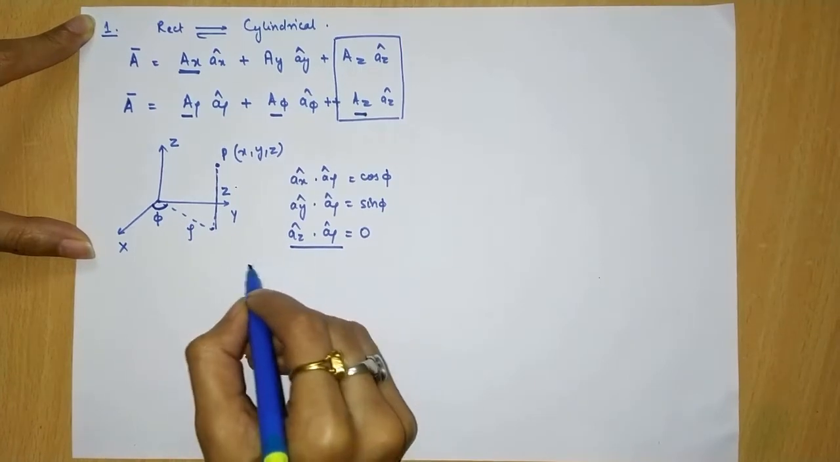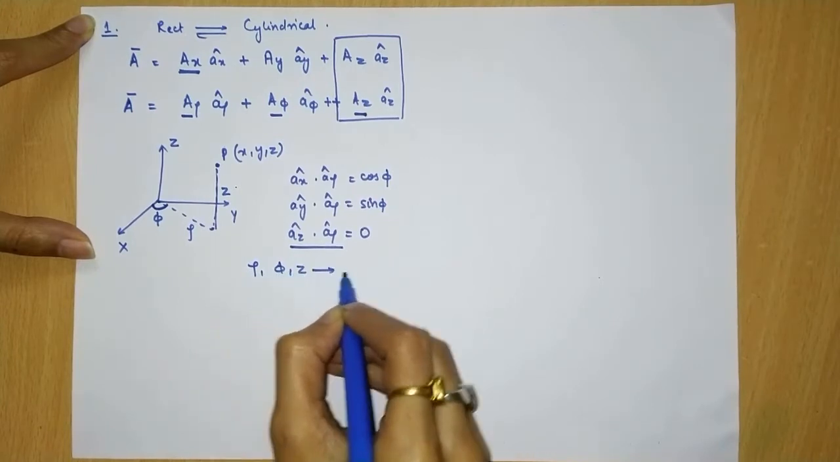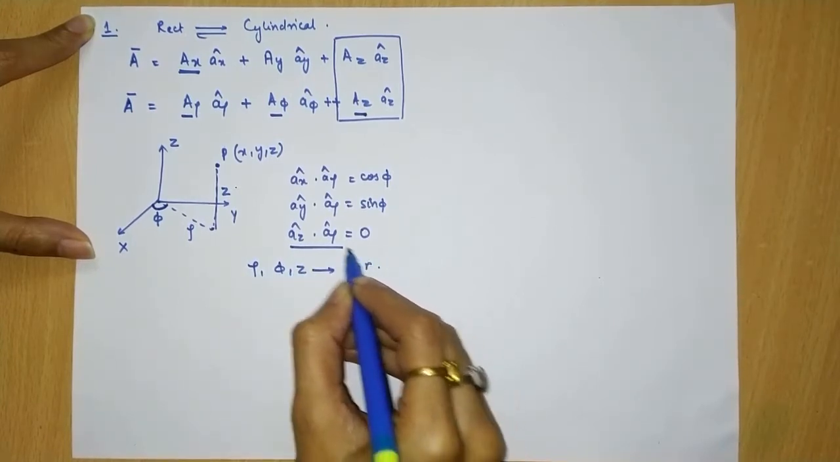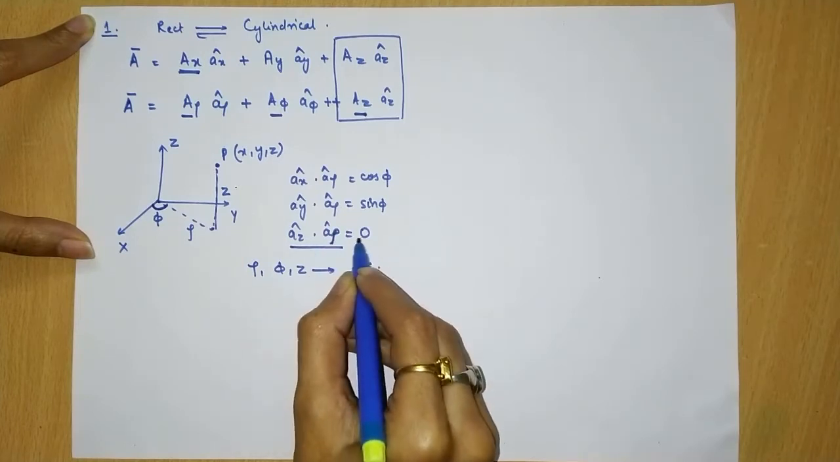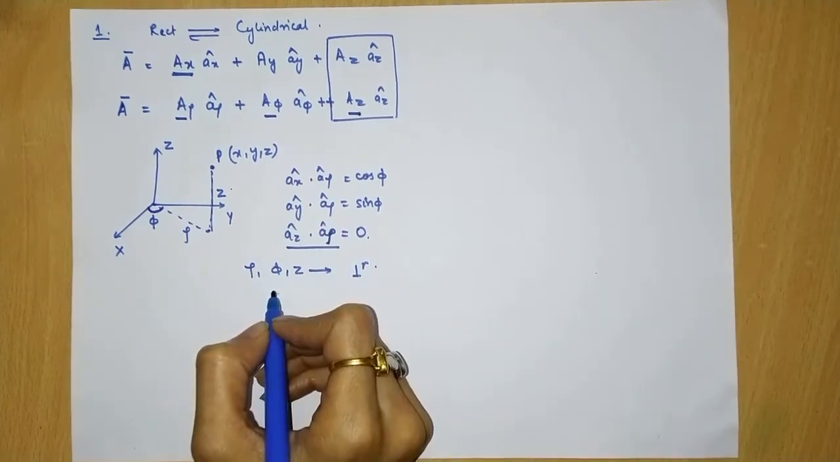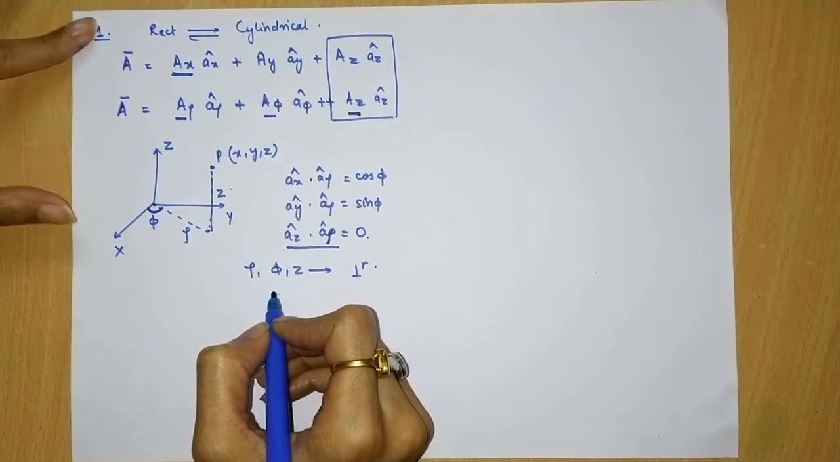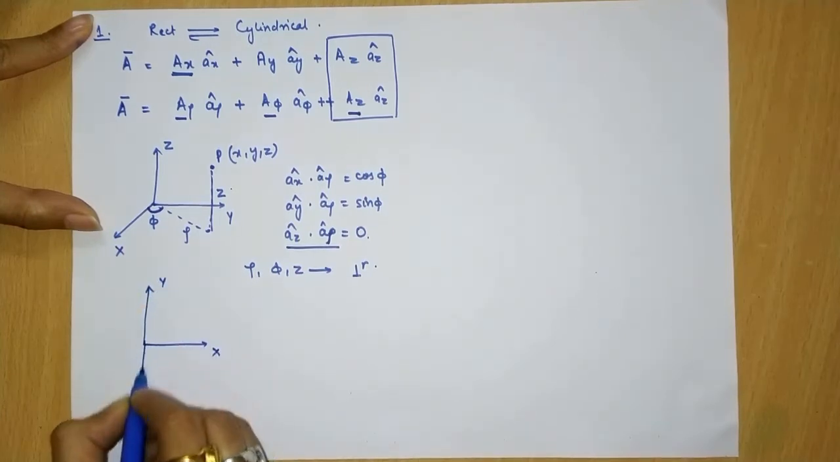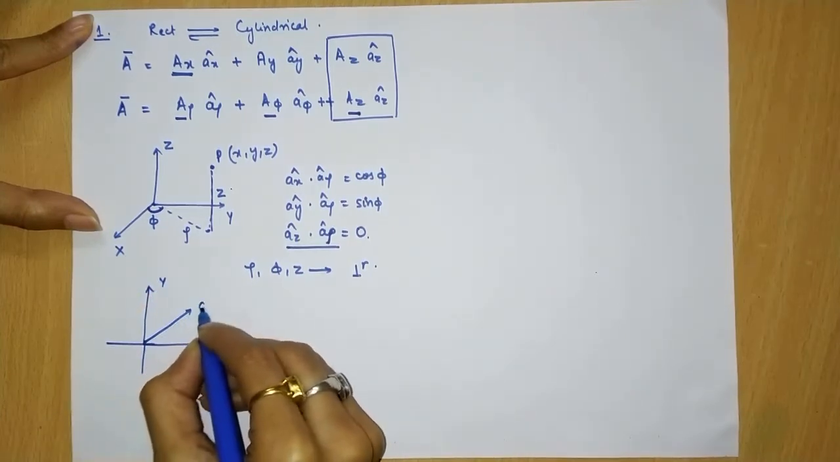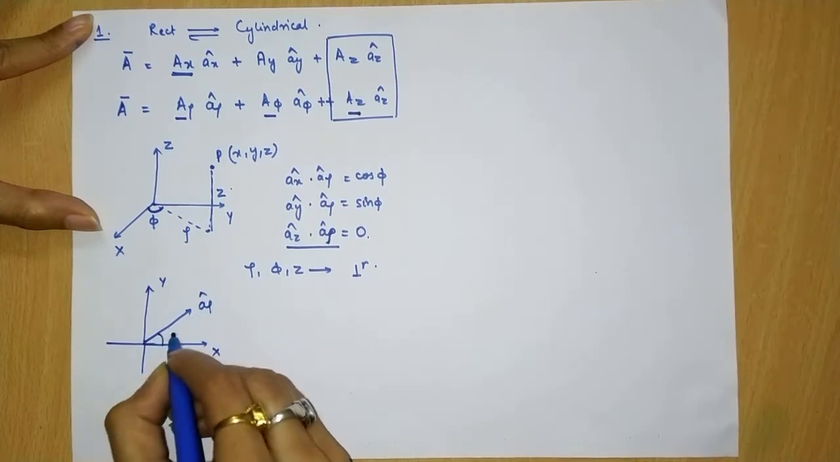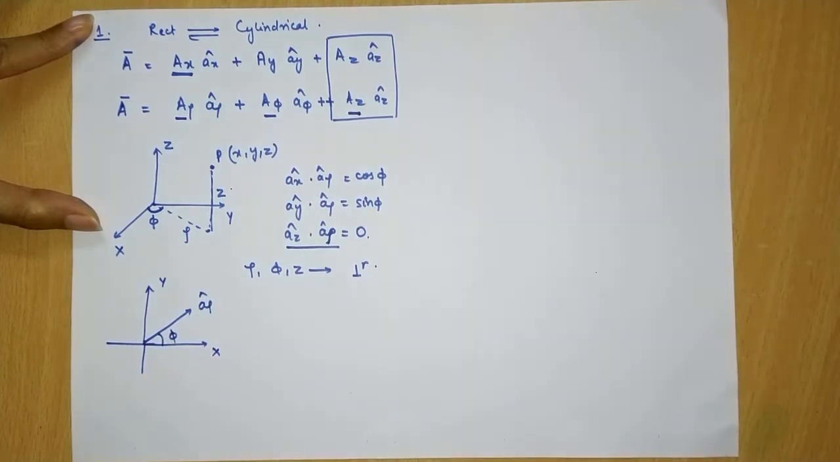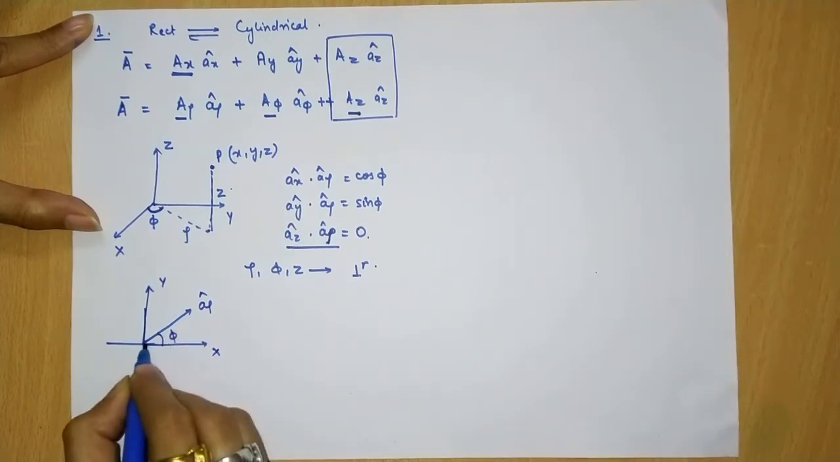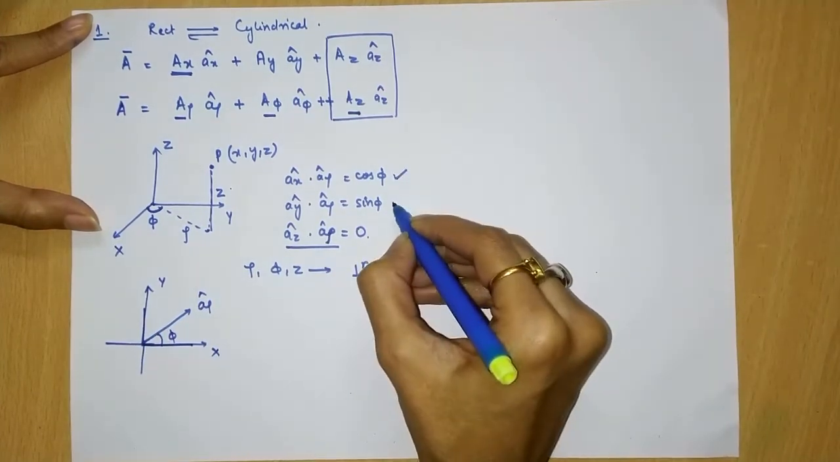As we know, rho, phi, z are mutually perpendicular to each other. Therefore, az cap dot rho cap is equal to 0. Now, to understand in a better way, draw x and y. This is x, this is y. This is the direction of rho cap. This is angle phi. So, component of rho along x is cos phi and along y is sin phi. This is sin phi and this is cos phi. From this we get these two.